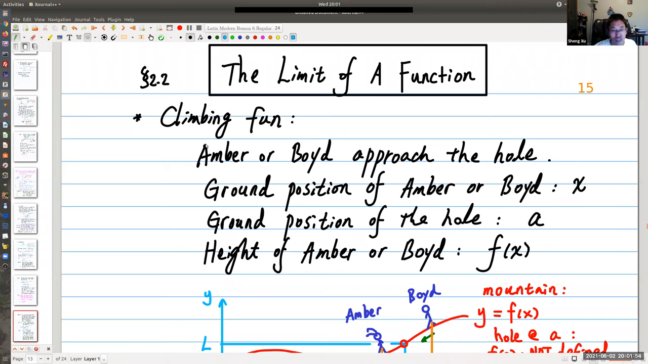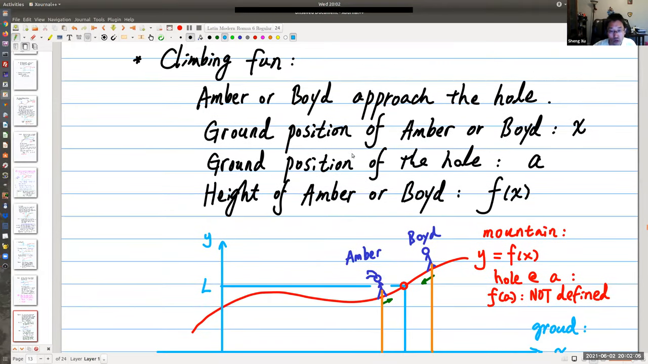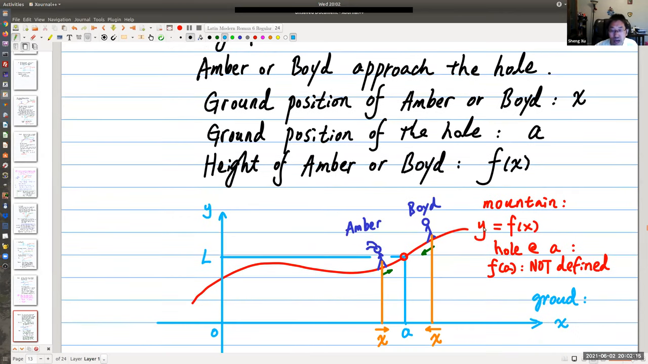So now this is a third fun activity. I call it a climbing fun, okay? Say Amber and Boyd, a girl and a boy, right? So they approach a hole on a mountain. So this is a mountain, right? The height of the mountain is a function of x. The x is the ground position. So at a different x, you have a different height, right? So that red curve is the mountain, y equals f of x. So there is a hole on this mountain at x equals a, okay, right here. You see that? So Amber and Boyd, one at the right, one at the left of that hole.